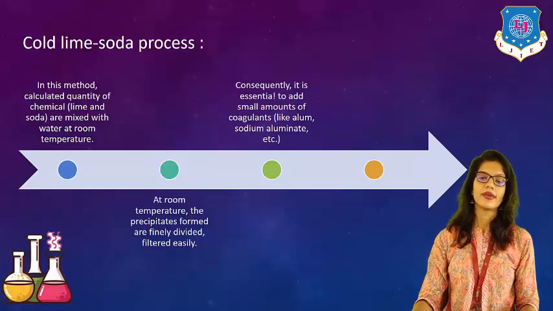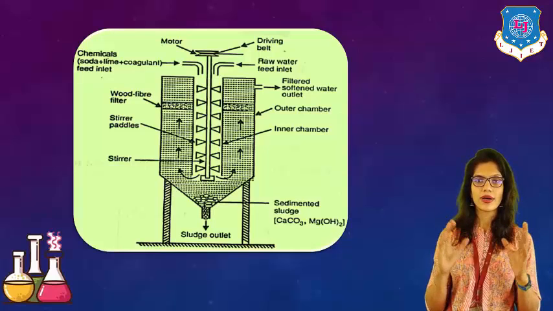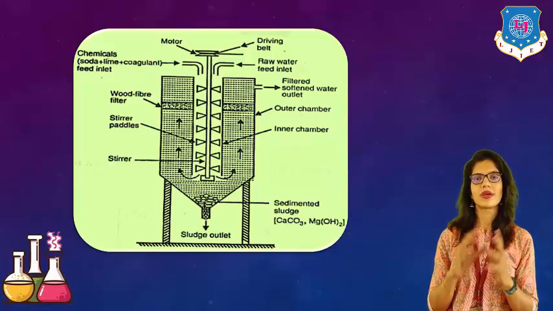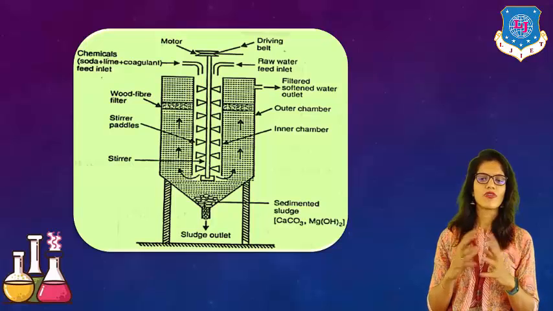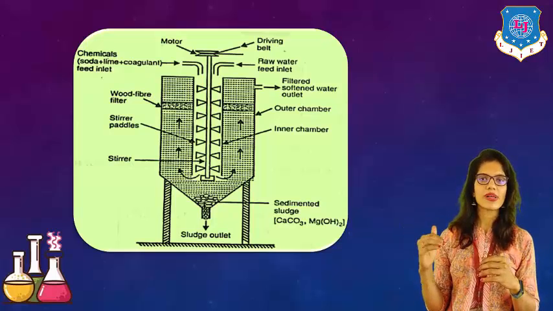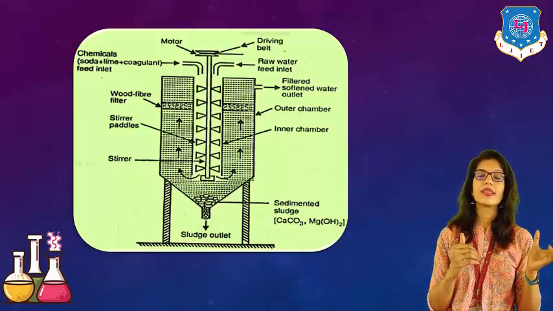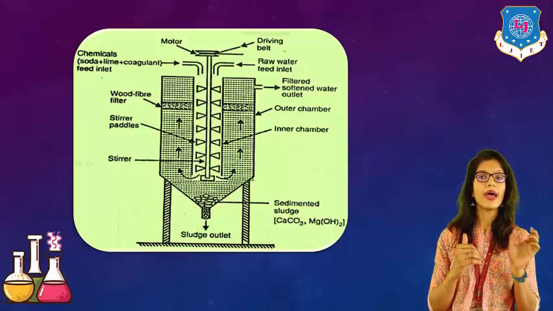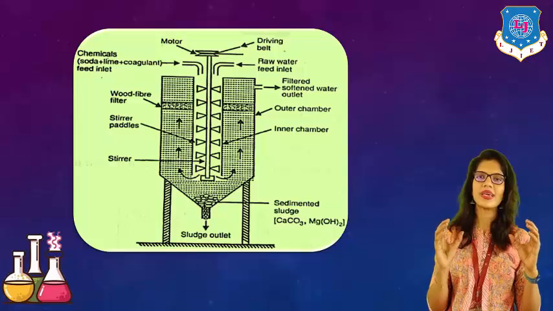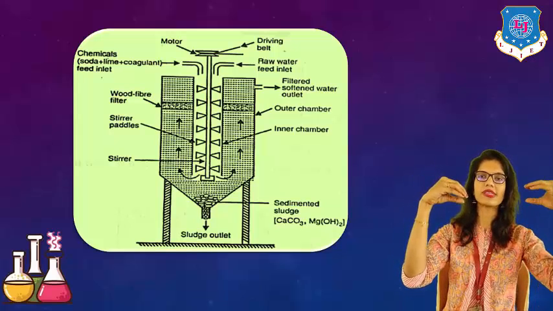Okay, here as you can see, this is the structure of the equipment which can be used in the cold lime soda process. What we will have is a motor, and a driving belt into it. From one side, a raw water inlet, as you can see. Second side, the inlet of chemicals. What we will add? Soda, lime and coagulants. These three things are added into it. From one side we will add hard water, from one side we will add chemicals.